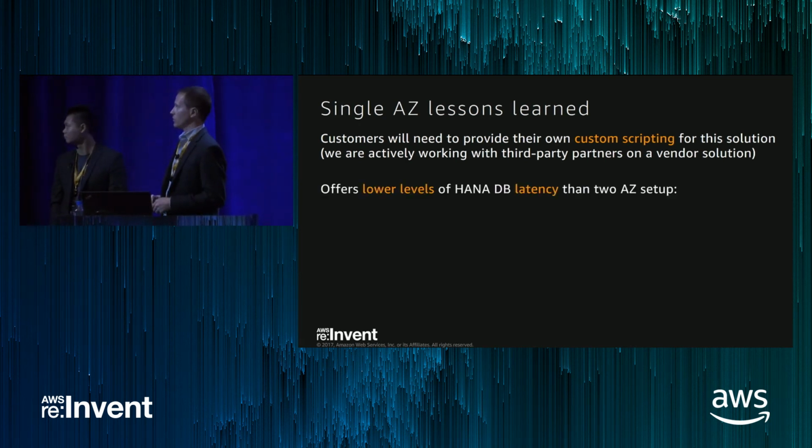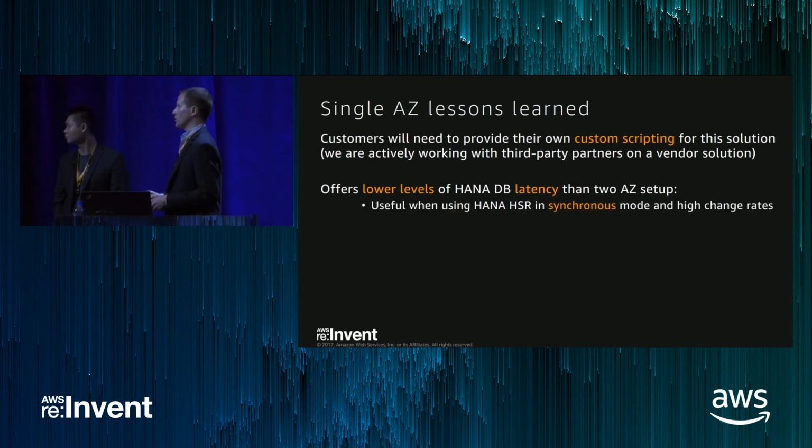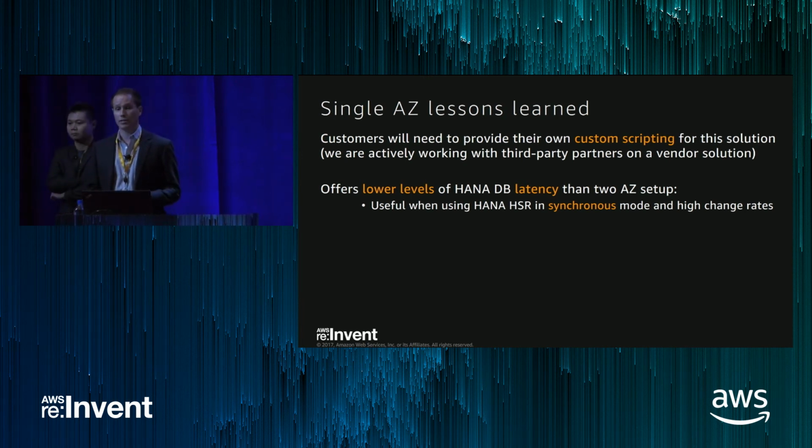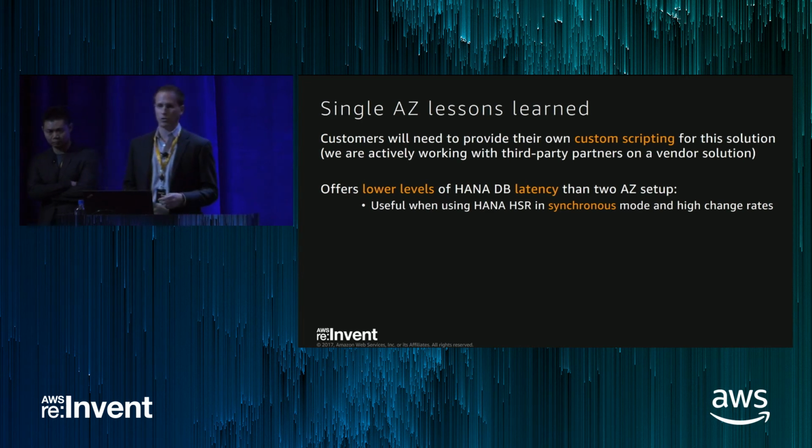We talked about this earlier, but lower levels of HANA DB latency. Useful for customers that are using HANA HSR in synchronous mode and very high change rates. For folks who don't need synchronous mode, you'll see this in our next one, our multi-AZ. But in multi-AZ, you can still run synchronous, but what I see a lot of customers of mine using is the sync mem option for HANA, and that supports the performance throughput that they need and meets their RPO.